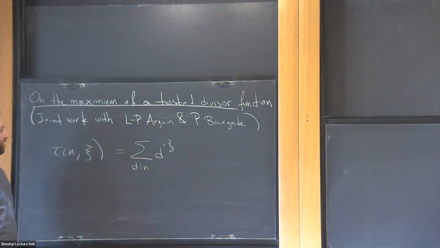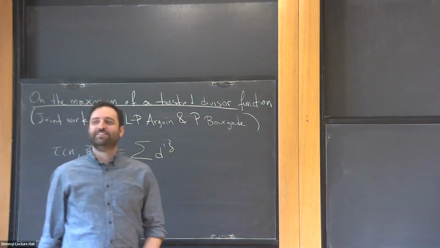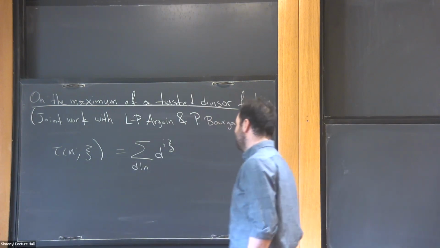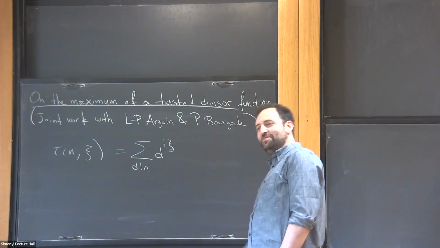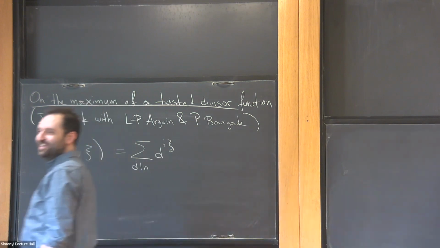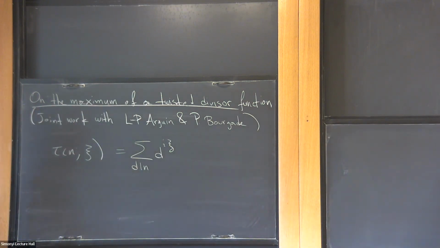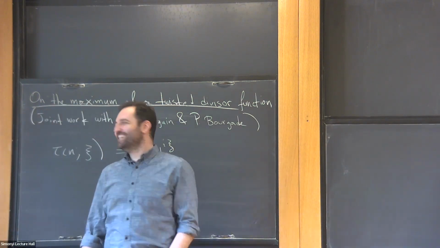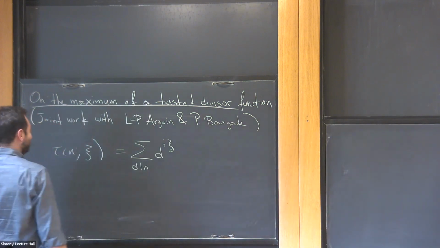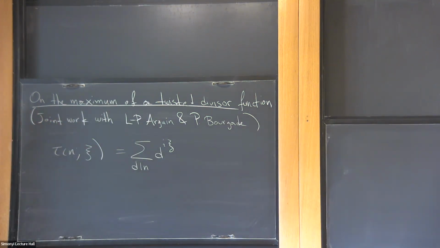I'm surprised. Sigma ix of n is the standard notation. Sigma k of n is the sum over d dividing n of d to the k. Right. Some people might use this notation, I agree. Okay, so this is a multiplicative function.